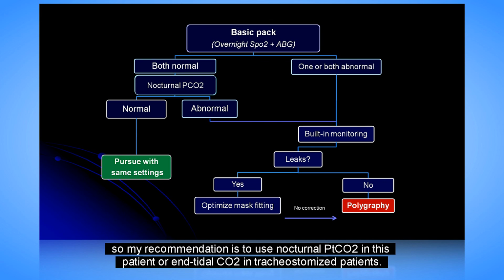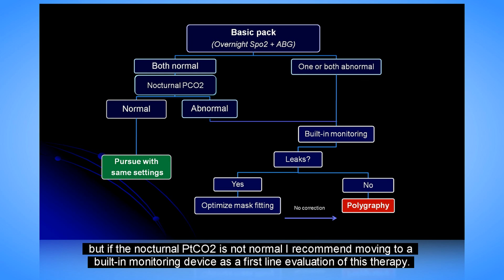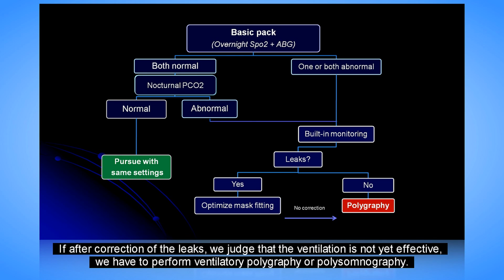So my recommendation is to use nocturnal PtcCO2 in this patient, or end-tidal CO2 in tracheostomized patients. If all these exams are normal, we can consider that the patient is well ventilated. But if the nocturnal PtcCO2 is not normal, I recommend moving to built-in monitoring devices as a first-line evaluation of this therapy. After correction of the leaks, if we judge that ventilation is not yet effective, we have to perform ventilatory polygraphy or polysomnography.